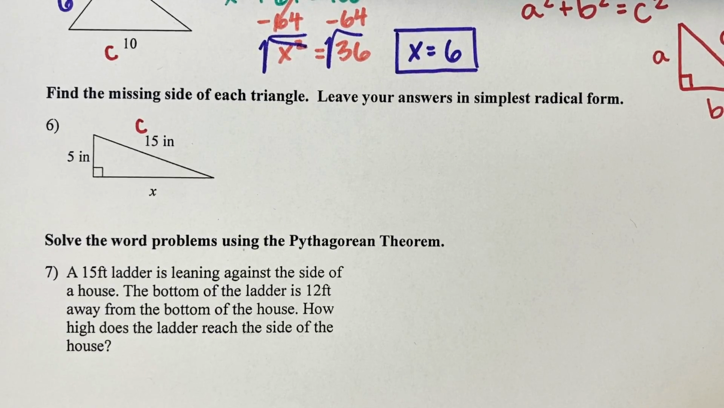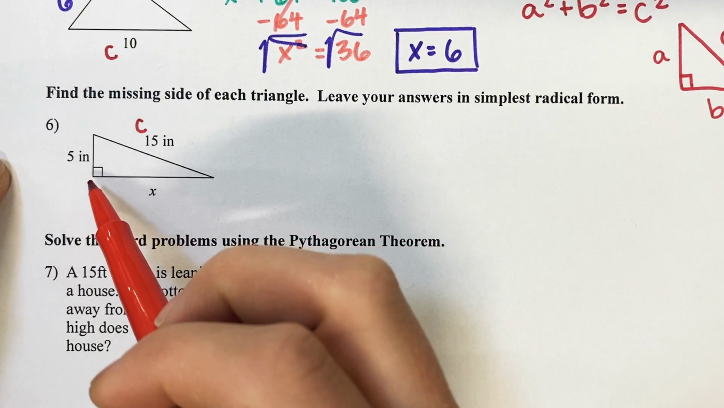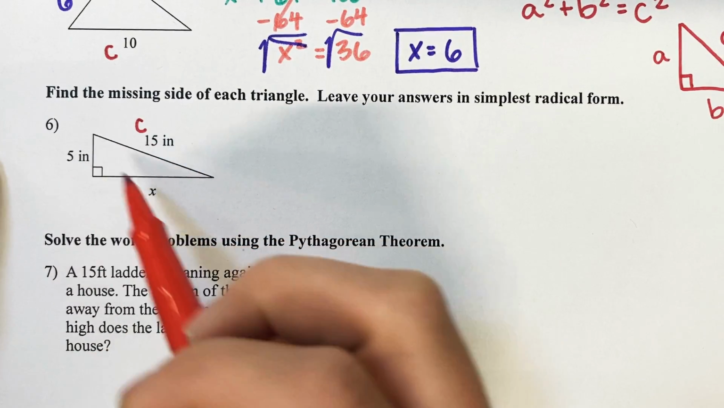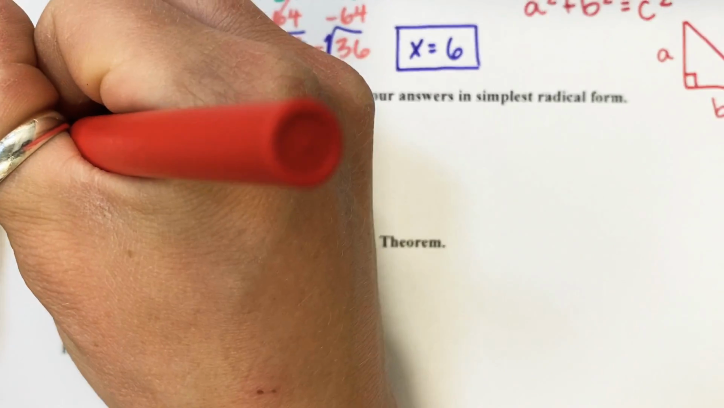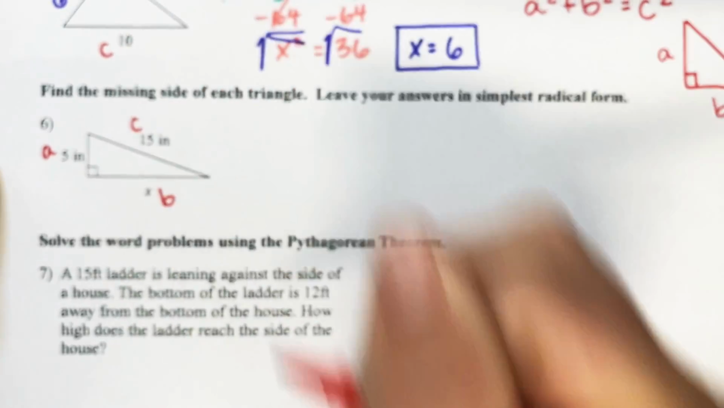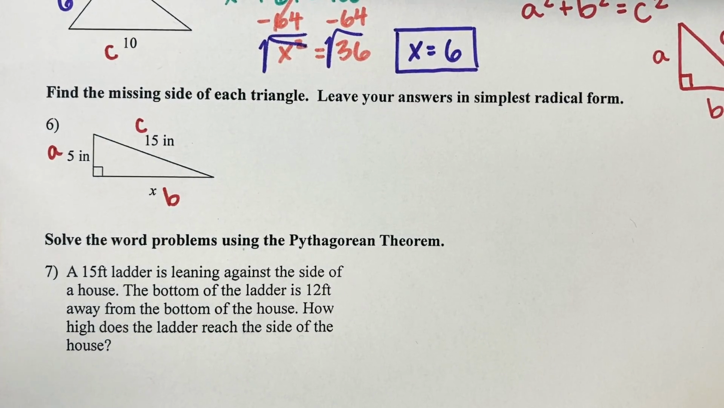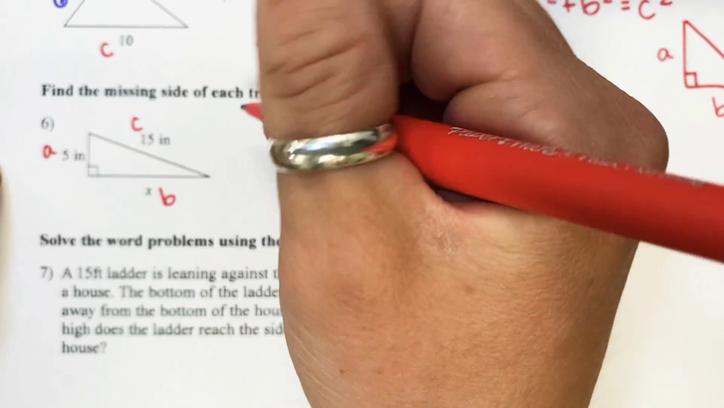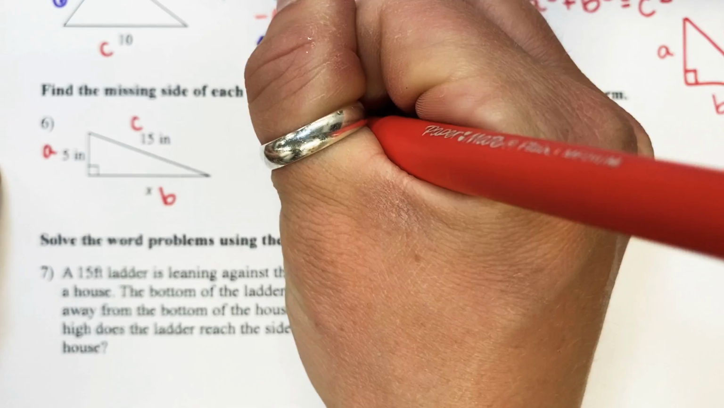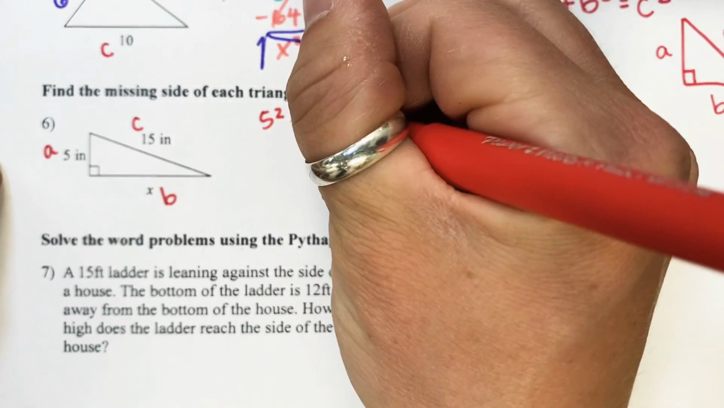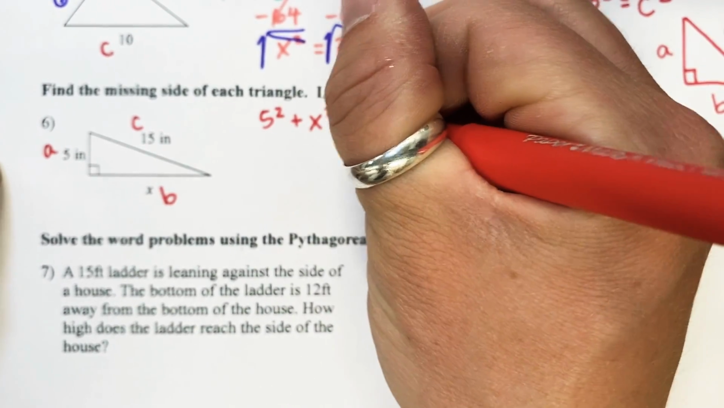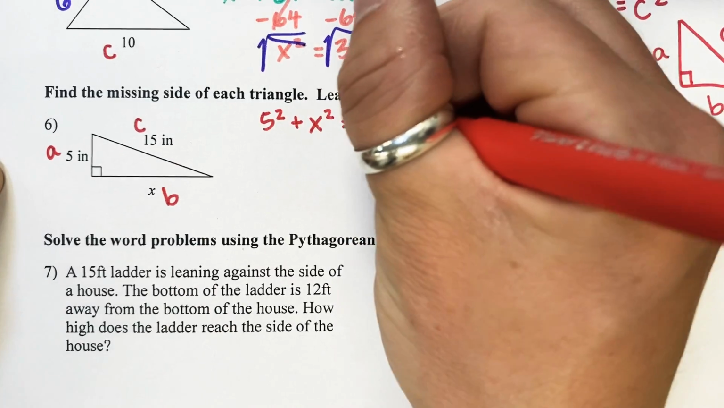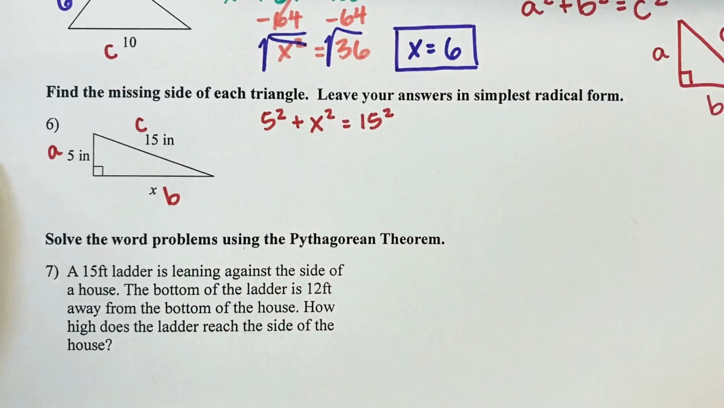Thank you. Okay, so we know that across from our right angle is C. A and B don't really matter, so I'm just going to say that 5 is A and X is B. Okay, so I have A squared. My A is 5, so 5 squared, plus B squared, my B is X, so X squared, equals C squared, my C is 15, so 15 squared.